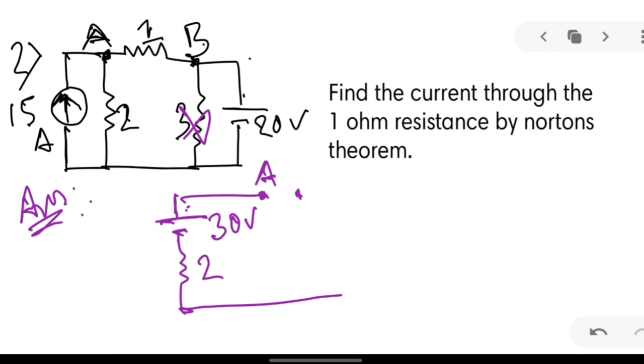It has no existence here, there is no use of the 3 ohm. If you calculate it, you can see there is no use of the 3 ohm. So directly neglect it.